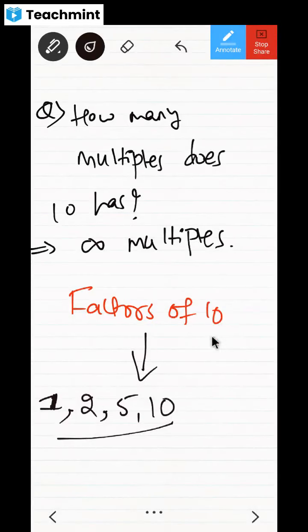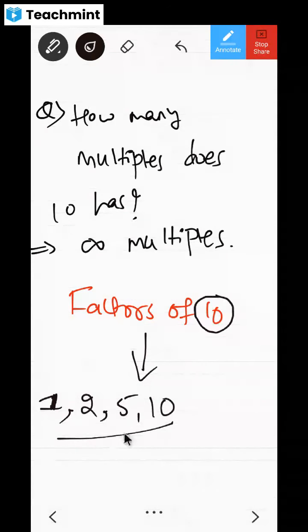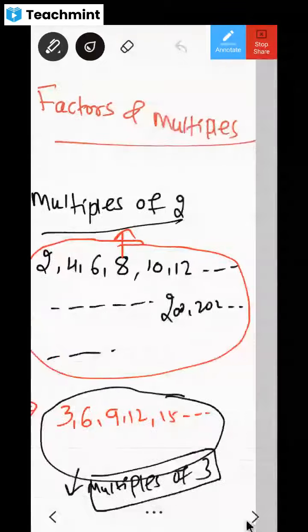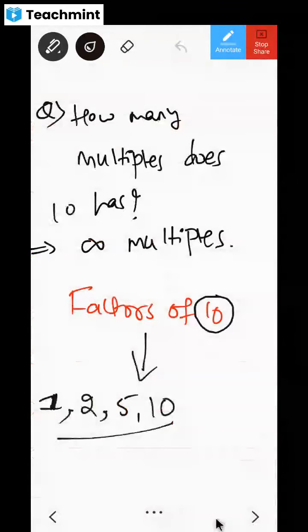Factors of any number: whatever number you say, that number should divide this number completely. And what should be the remainder? When I divide 10 by all the factors, the remainder should become 0, or not? Yes, sir.